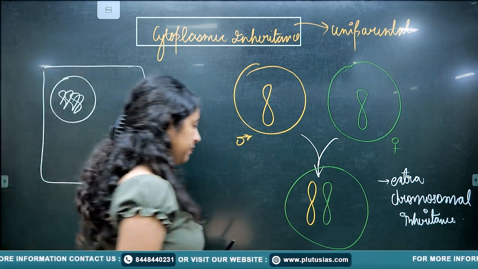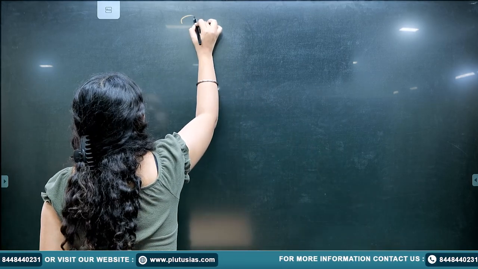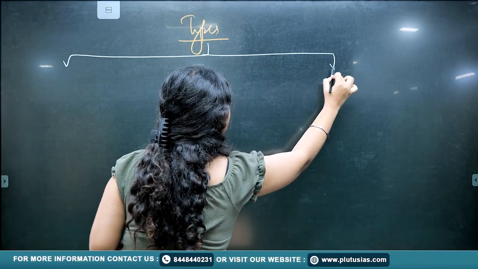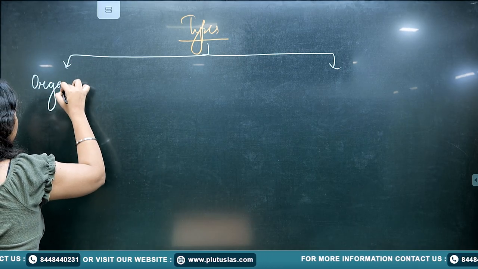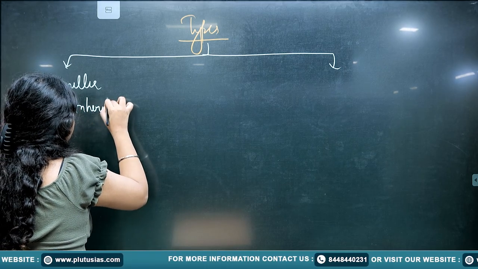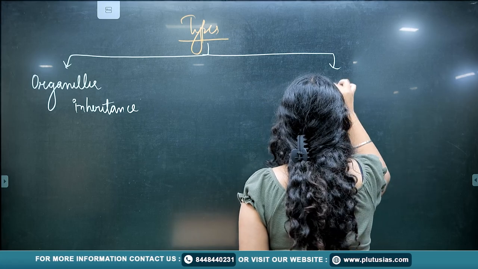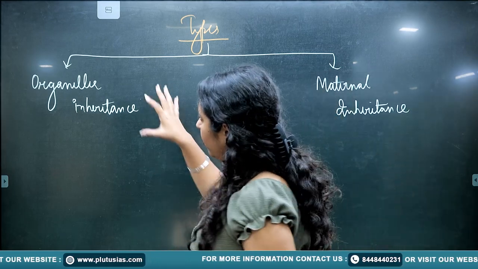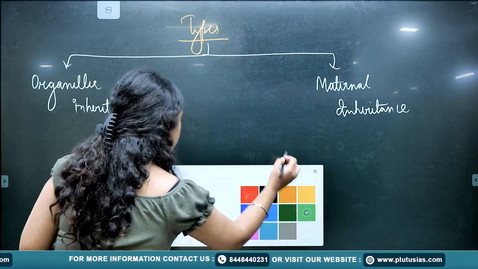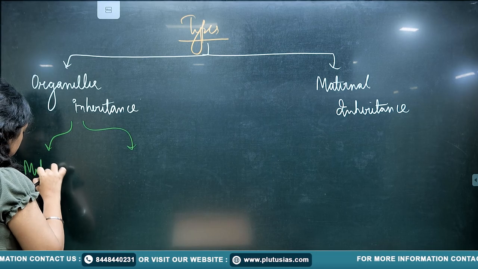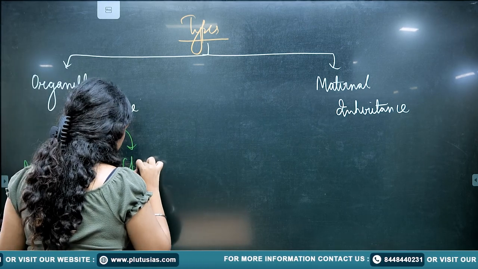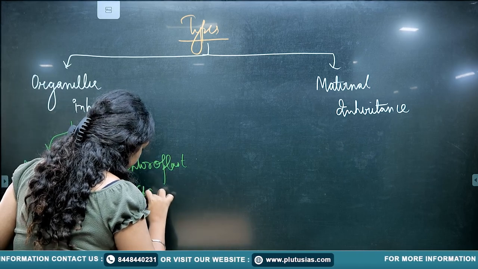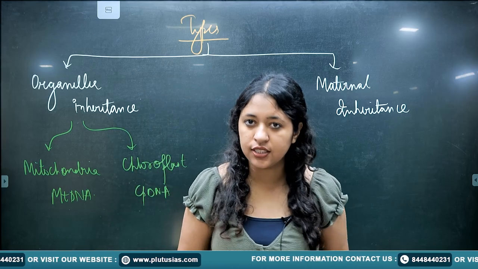Now this can also be of two types. When I talk about types of cytoplasmic inheritance, mainly two types I am going to talk about. The first type is organellar inheritance, and the second type is maternal inheritance or maternal effect. First I would like to talk about organelle inheritance. As I have already told you, we have two organelles which have DNA of their own, that is mitochondria and chloroplast. The mitochondrial DNA is known as mtDNA and the chloroplast DNA is known as cpDNA. So they are also capable of producing genes which can be transmitted.